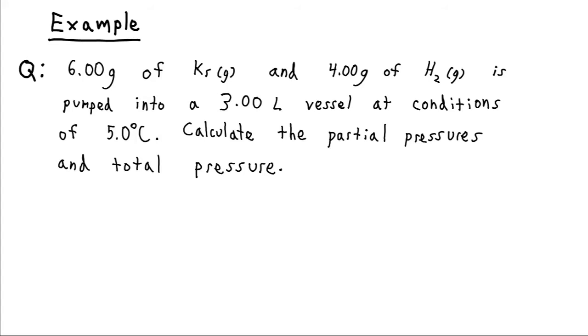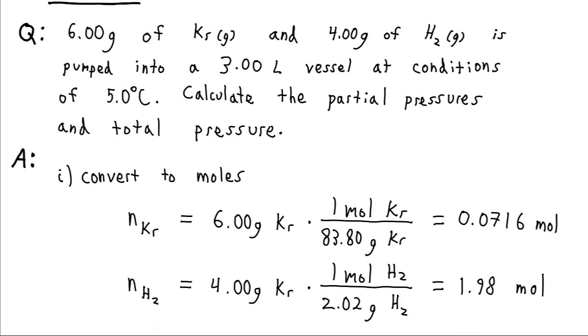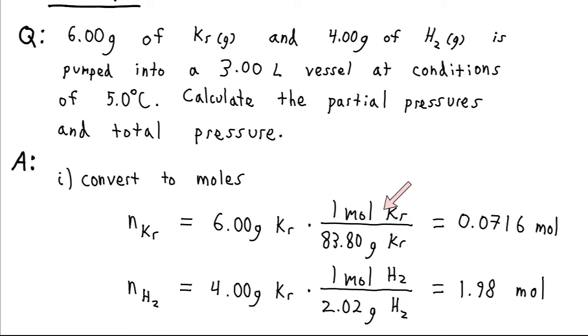Well, first thing that we're going to need is to convert from grams into moles. So that's what our ideal gas equation uses, is the number of moles in the container. So 6 grams of krypton divided by its molecular weight of 83.8 grams for every 1 mole, according to the periodic table, gives us our 0.0716 moles of krypton. And hydrogen, we take our 4 grams and divide by its total weight of 2.02 grams, because there are 2 hydrogens for every 1 mole. And that works out to 1.98 moles of hydrogen.